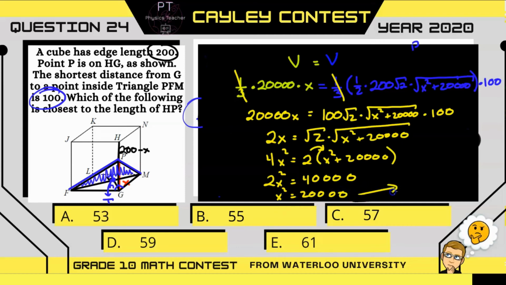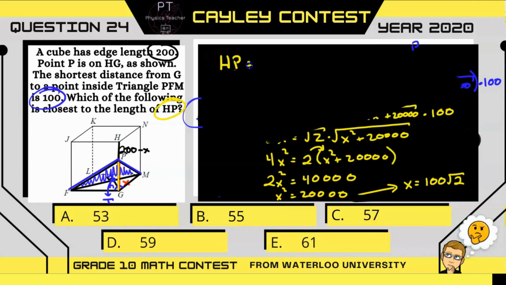Take the square root of both sides, and we only care about the positive value, since x is greater than 0, it's a length. We will get x equal to 100 root 2. Now, since x is 100 root 2, and we know that HP is 200 minus x, we can now solve for HP. HP is equal to 200 minus x, which is 100 root 2. And when we plug that into our calculator, rounded to 2 digits, we get 59. So our answer is D.